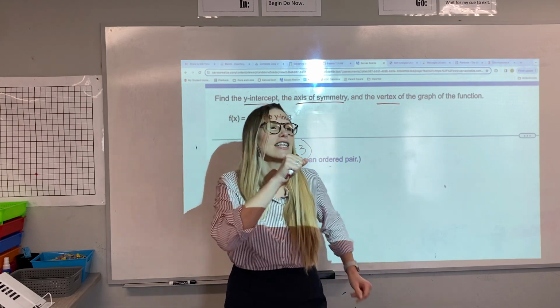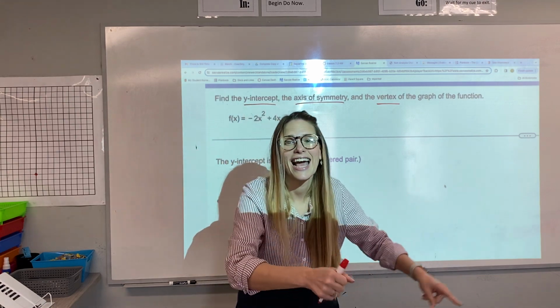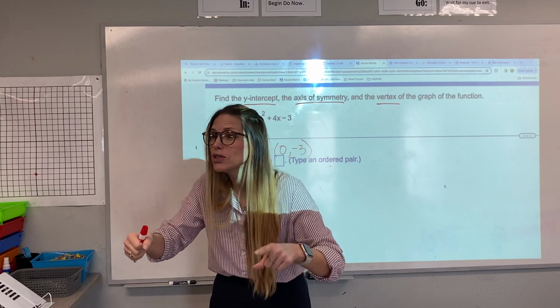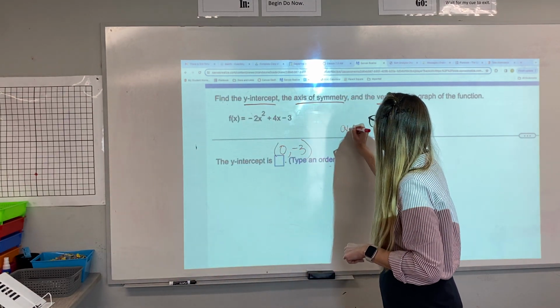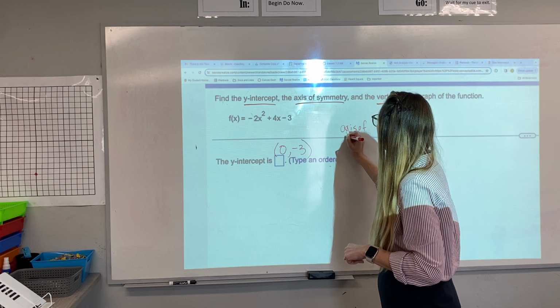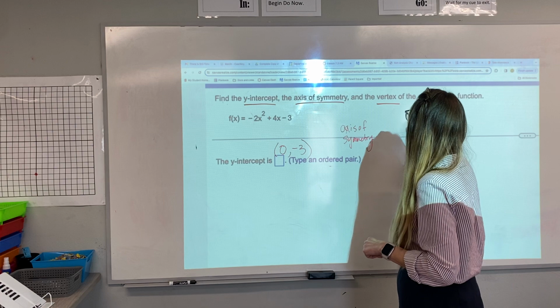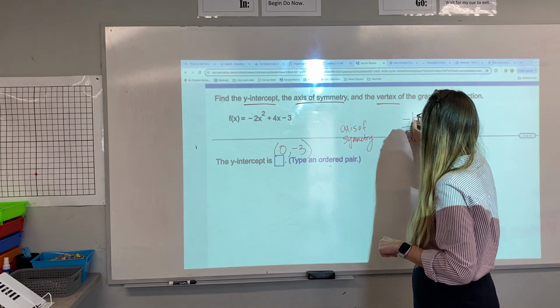Axis of symmetry, 2 times A under negative B. So for the axis of symmetry, it's 2 times A under negative B.